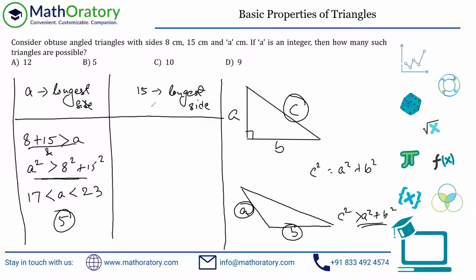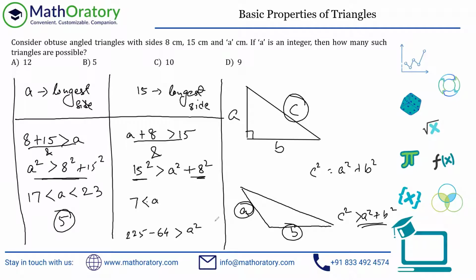So that is 15 being the longest side. The other two sides, the shorter sides, are A and 8. Their sum should be greater than 15, and 15 square should be greater than A square plus 8 square. So A plus 8 greater than 15 implies that A has to be greater than 7, 15 minus 8, that is. And evaluating the two squares, 15 square is 225 and 8 square is 64. So just subtract. This has to be greater than A square, right?